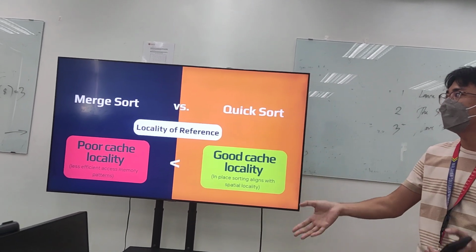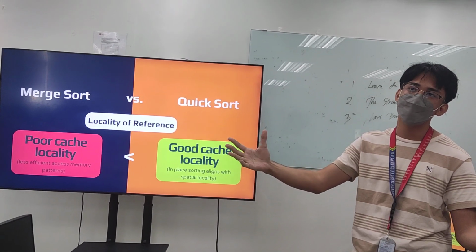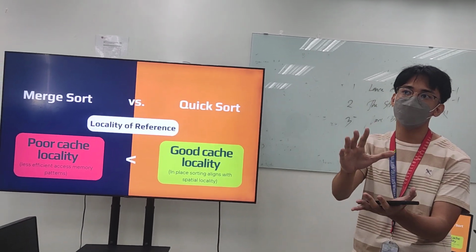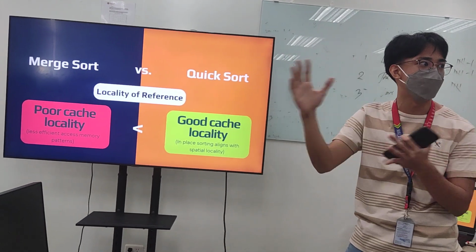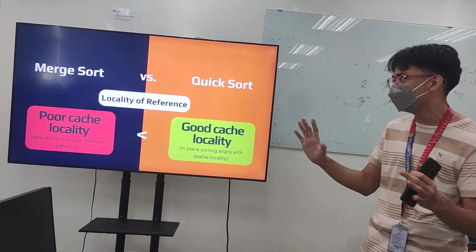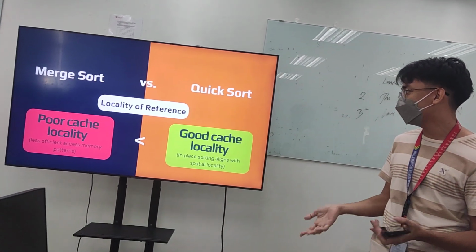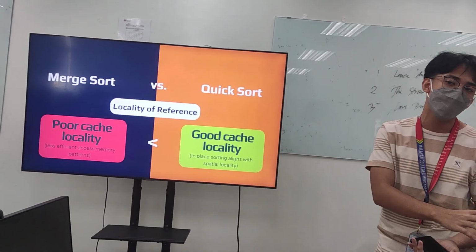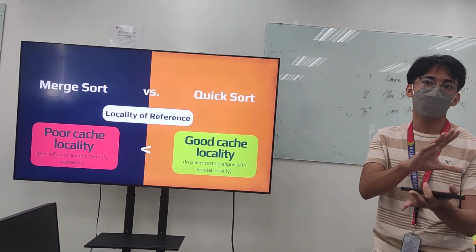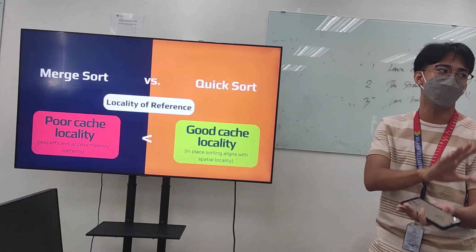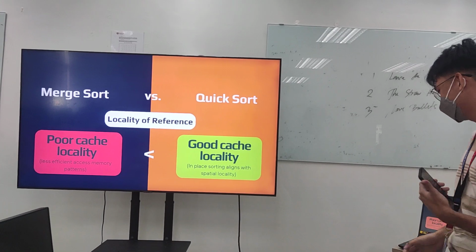That's what happens because in merge sort, you create temporary arrays. If you create temporary arrays, they will have their own memory addresses. So your system will have to jump to different memory addresses in order to access them. So it's harder and less efficient in accessing memory patterns. Quick sort has good cache locality, as I said a while ago. It has in-place sorting, so it will always have the same memory address since you're only using the same array. So it's better. That's it.